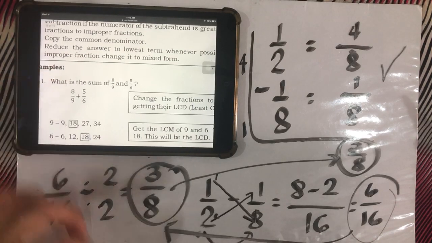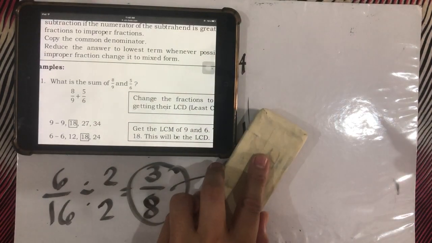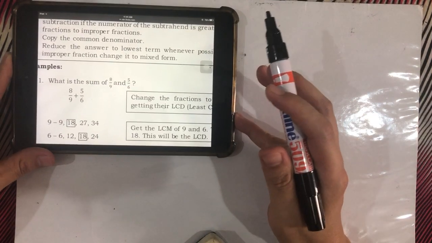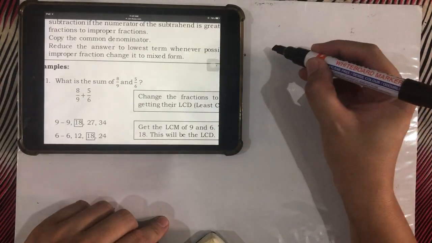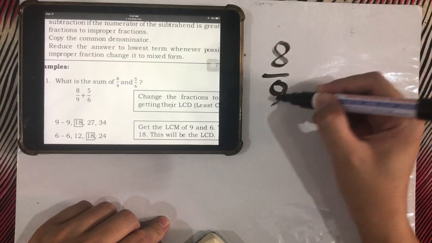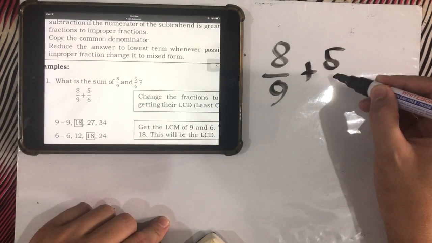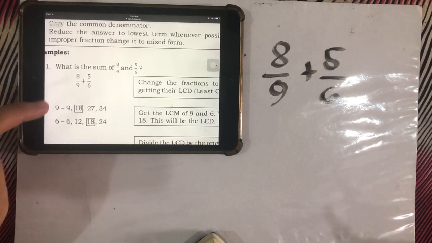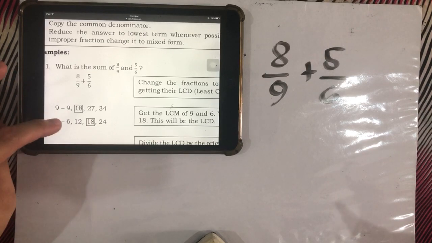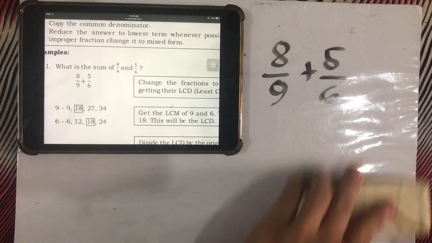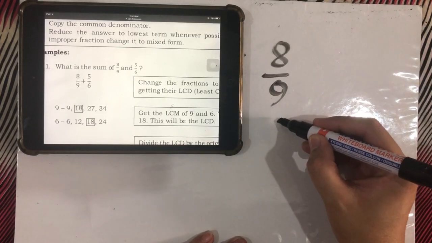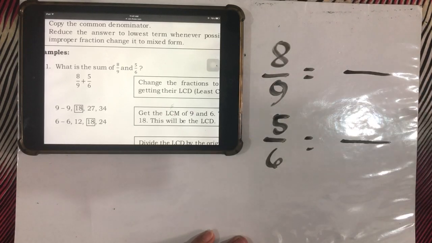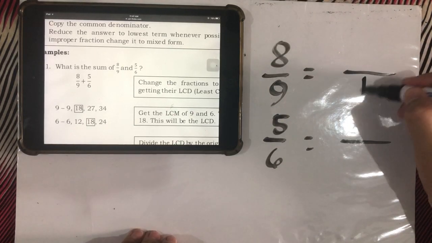So, ito din. Ito, what is the sum of 8 over 9? Gaya niyan, di ba? So, medyo malaki na yung number na ginamit. So, subukan natin. Okay? 8 over 9 plus 5 over 6. O dito, ganun pa din, kinuha yung LCD, kaya naging ganyan. So, rewrite natin. 8 over 9 and 5 over 6. So, ano yung kanilang bagong LCD or denominator? Ang nakuha dito ay 18.